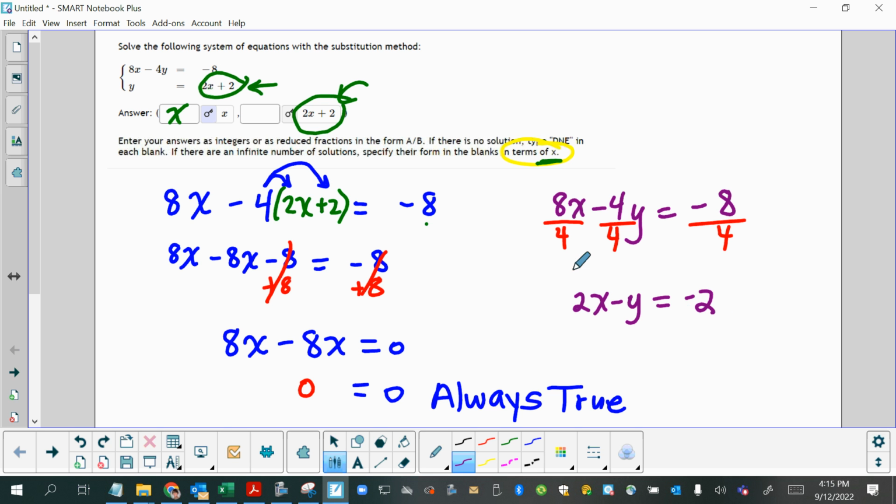Then I'm going to solve this for y so that it matches the same format of my second equation, because notice in the second equation it was solved for y, right? So I'm going to see what happens if I solve this for y. I'm going to subtract 2x from each side. And then I'll have negative y equals negative 2 minus 2x, or you can write that as negative 2x minus 2.